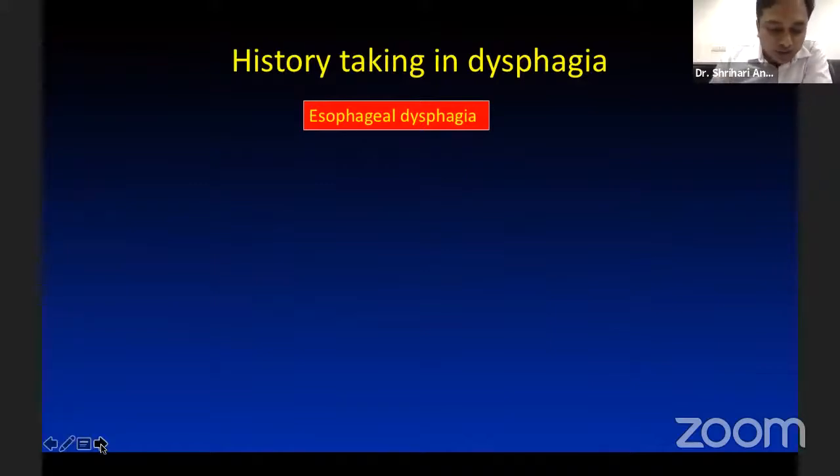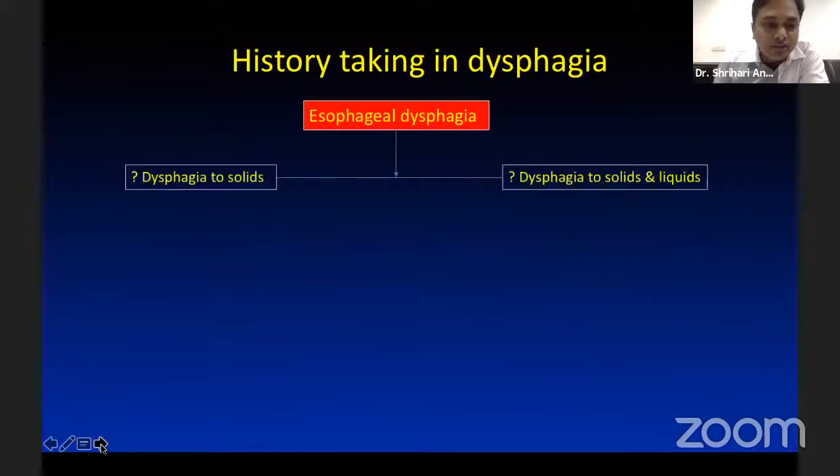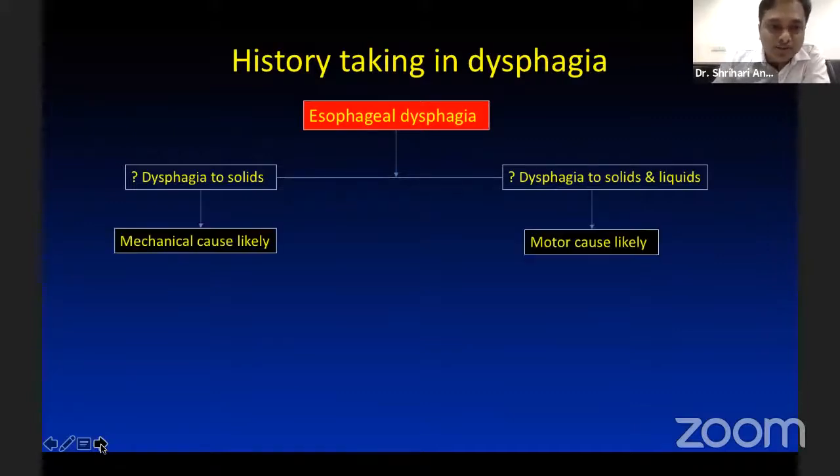If you narrow down to esophageal dysphagia, the next thing that you ask is whether the patient has predominant dysphagia to solids or whether he has dysphagia to both solids as well as liquids. In case of a predominant dysphagia to solids, it is very likely that it is a mechanical cause, whereas in a patient presenting with dysphagia to both solids and liquids, a motor cause is more likely.